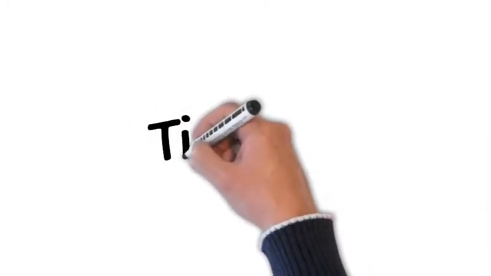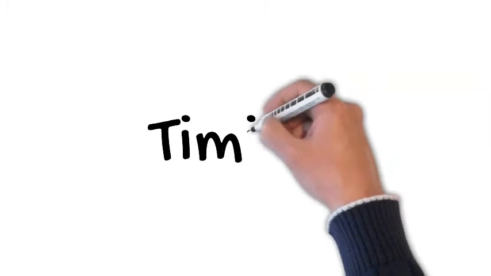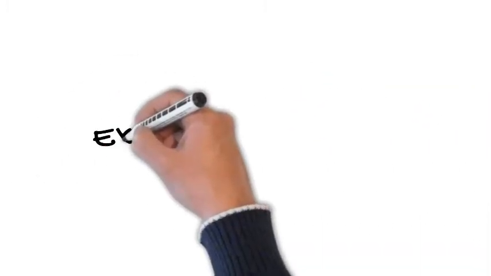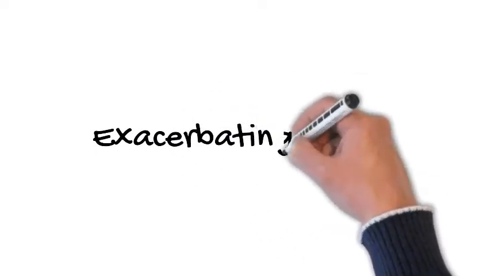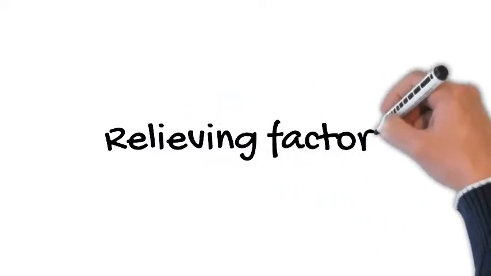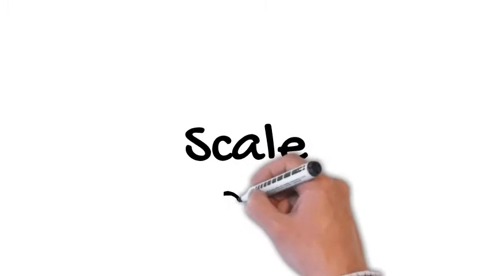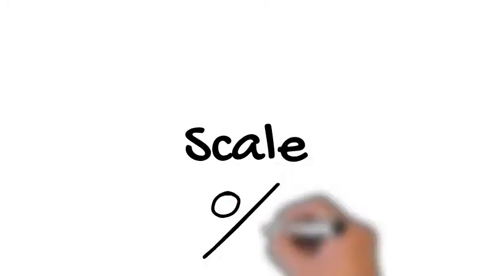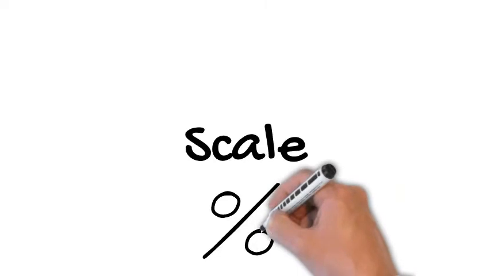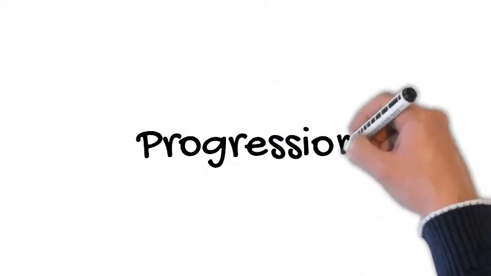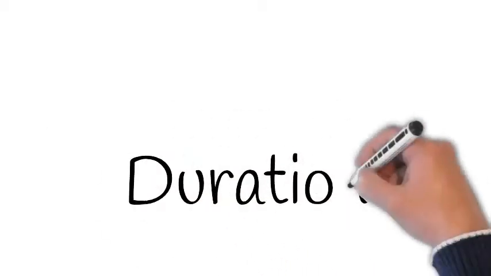Associated symptoms: stick to your diagnosis. Timing: is it from a specific timing? Has it happened before? Is the pain constant, or does it come and go? Exacerbating factors: does anything make it worse? Relieving factors: does anything make it better? Scale: if I was to give you the scale from 1 to 10, 1 is lowest and 10 is highest, how do you scale the pain? Progression: is it the same as it started, or getting worse? Duration: how long is it present?